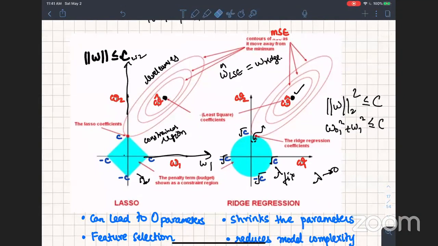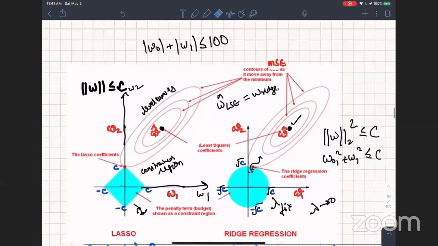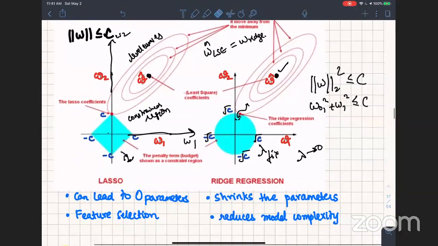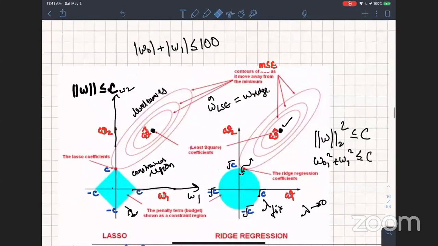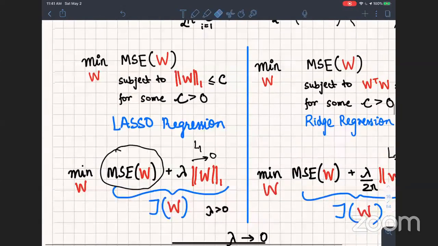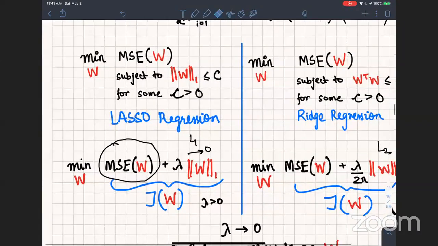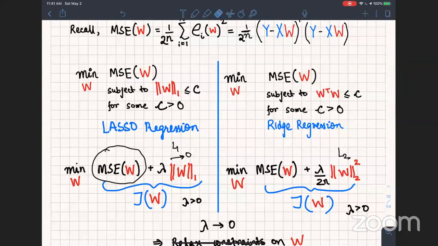Sir, in the step where the definition of lasso regularization is given, can you please go to that one? Just above this. So I'm trying to understand how multiplying the norm of W with lambda is constraining W to be within the value of C. Oh, lambda is dependent on C.